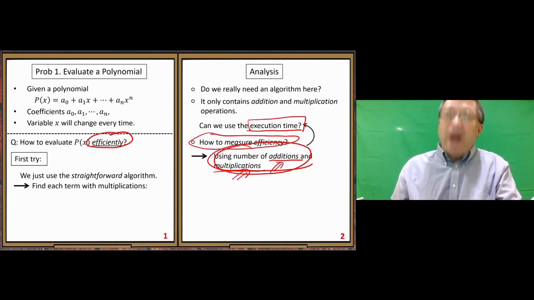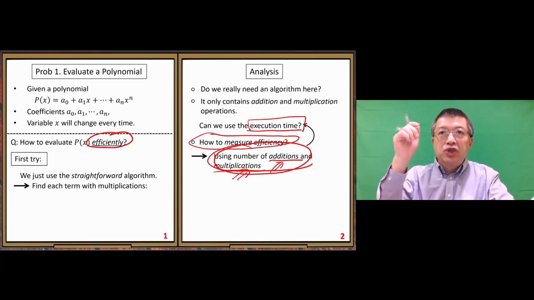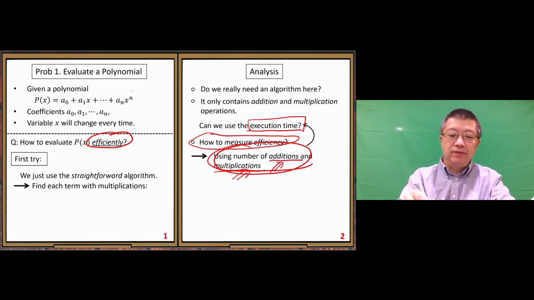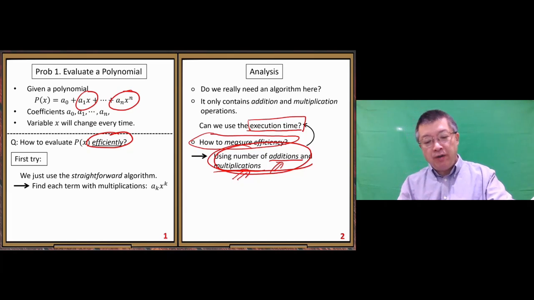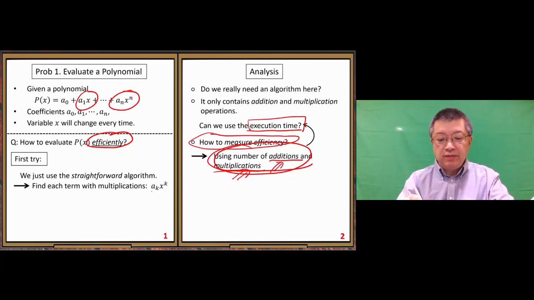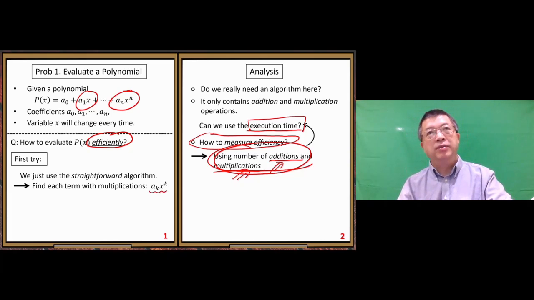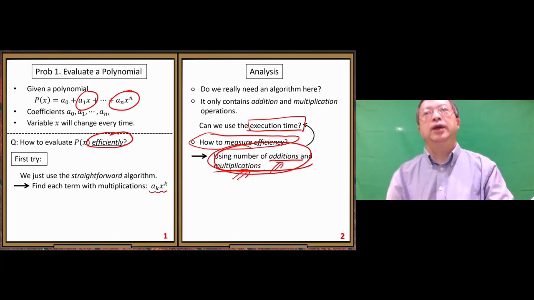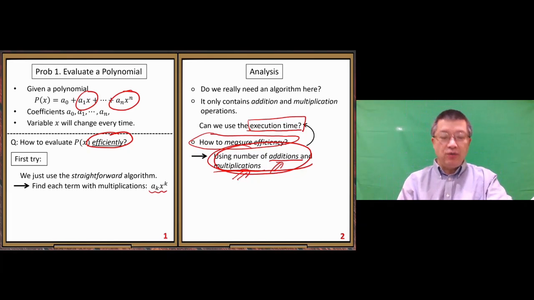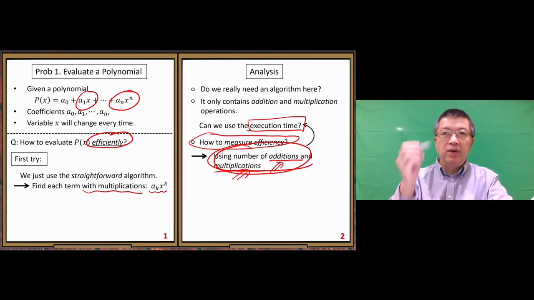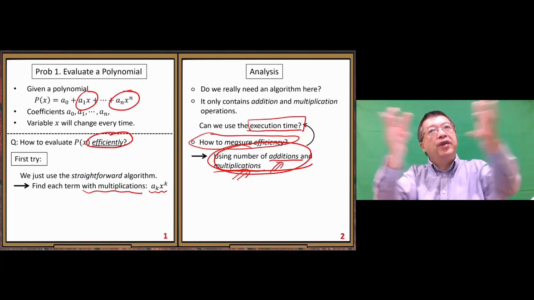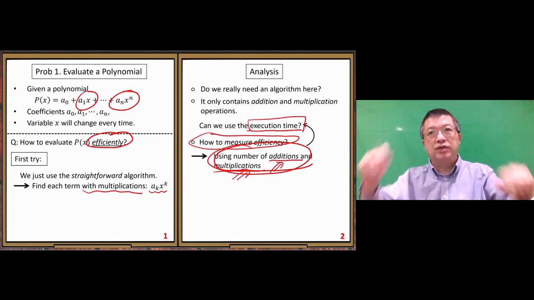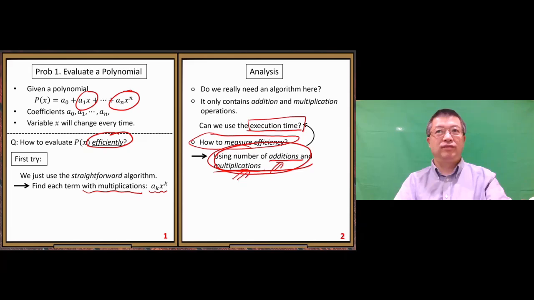When we do that, we need to find the value of each term. The general expression is this: a sub k times x to the kth power. We need to find its value with multiplication. We only need to use multiplications to get an answer. After that, we add up all the values of the terms, and we get the answer. That's the straightforward way.